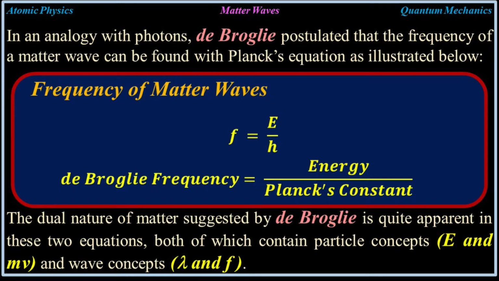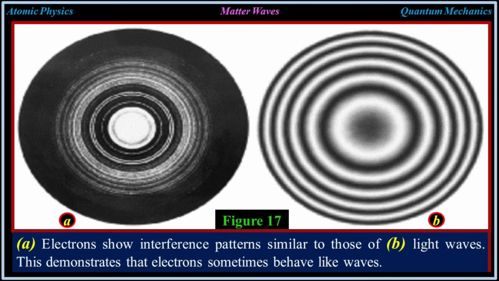In an analogy with photons, de Broglie postulated that the frequency of a matter wave can be found with Planck's equation as illustrated below. Frequency of matter wave, frequency equals E over h. De Broglie's frequency equals energy divided by Planck's constant. The dual nature of matter suggested by de Broglie is quite apparent in these two equations, both of which contain particle concepts E and mv and wave concepts of lambda and f.